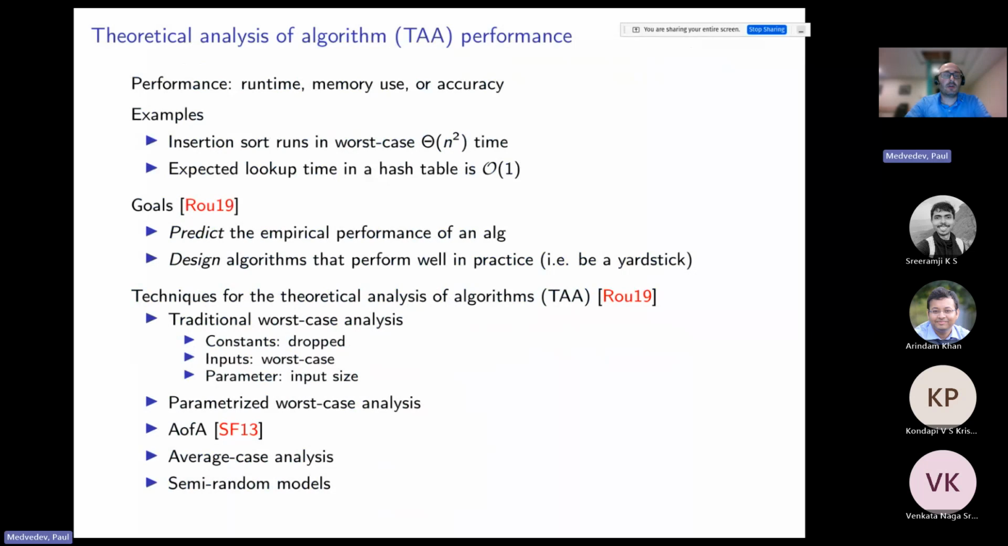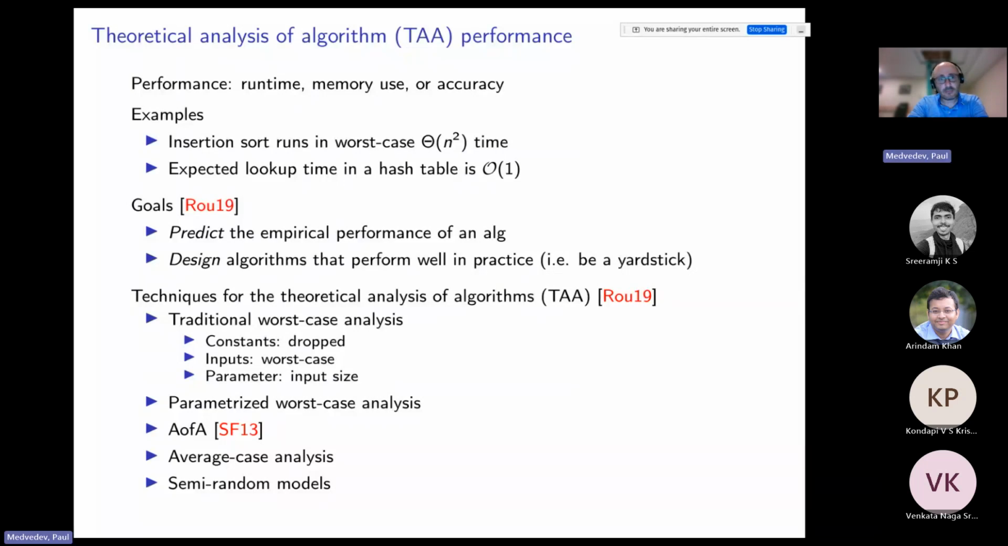So, okay, I'm going to talk a lot about theoretical analysis of algorithm performance in this talk. And here, performance, the most common measure is runtime. It could be memory use, it could be accuracy. And these are statements like we say insertion sort runs in worst case theta n squared time. This is a theoretical analysis of an insertion sort algorithm's runtime. Or another example, expected lookup time in a hash table is order 1.